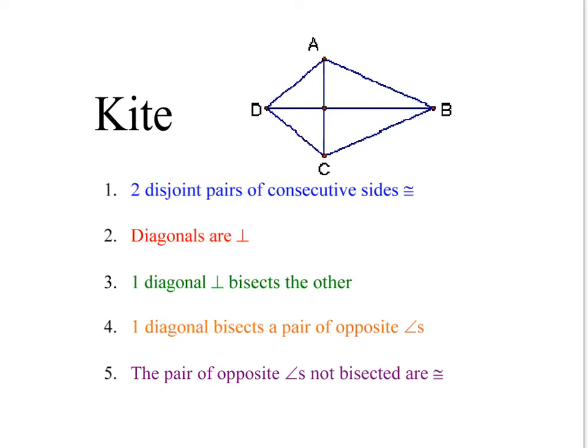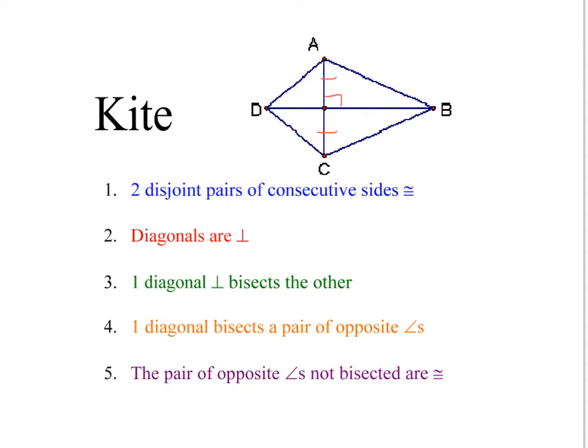In a kite, there are a lot of properties which we call the half properties. First of all, the diagonals are perpendicular. So these are perpendicular, meaning we have a right angle right here. One diagonal is the perpendicular bisector of the other. So we can see that DB will bisect AC. However, AC is not the perpendicular bisector of DB.